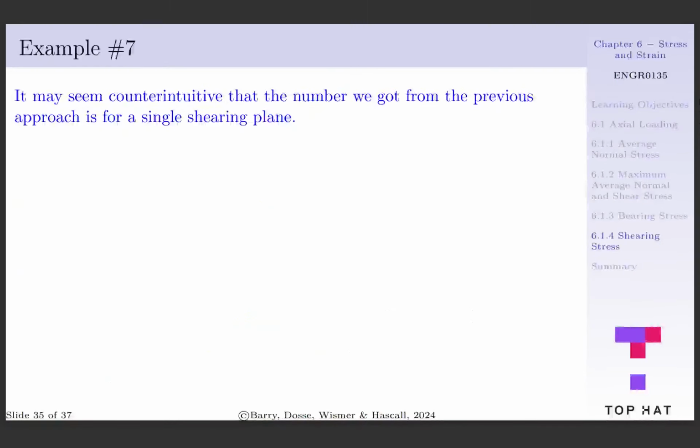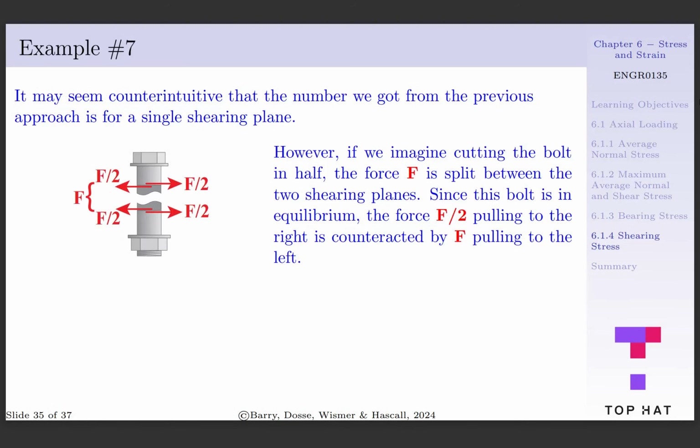It might seem counterintuitive that the answer we got from the previous approach is for only one of the shearing planes. However, if we imagine cutting the bolt in half, the force is split between the two shearing planes. The bolt is in equilibrium, so the force F per 2 pulling to the right is counteracted by F pulling to the left.